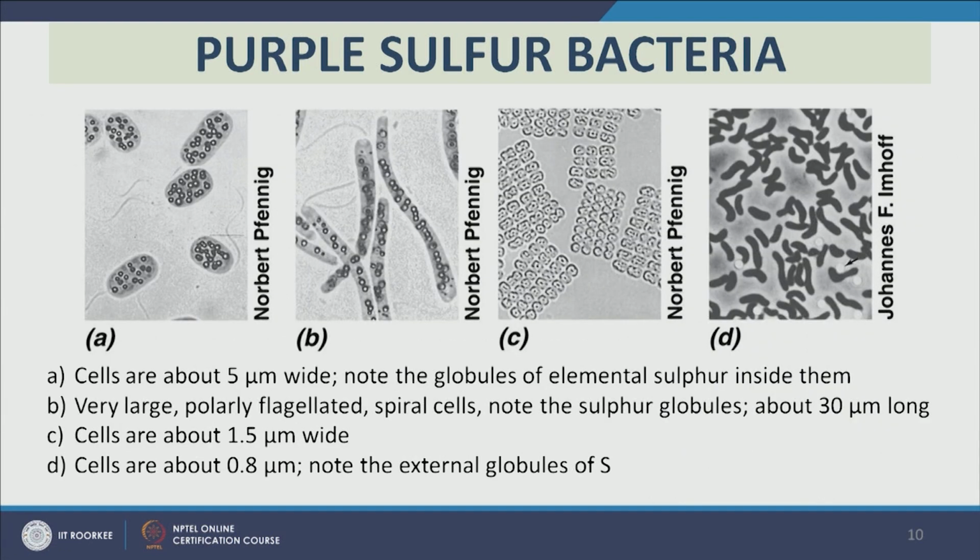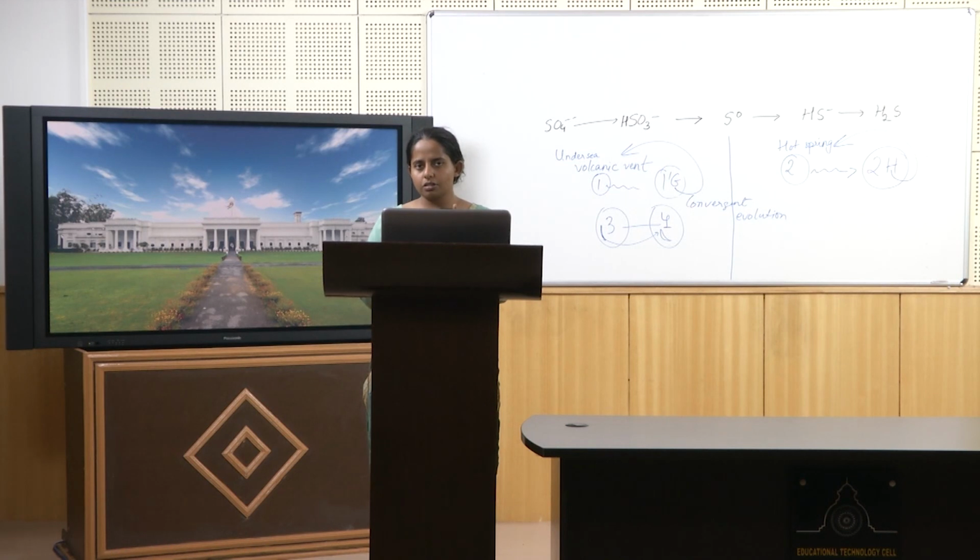So, let us look at these pictures for purple sulfur bacteria. Unfortunately, these are not colored, but you can imagine all of them in a purple tone instead of black and white. Cells in the first picture are typically 5 micrometer wide, and note that these little dark circles inside is where sulfur is stored. Now, simple question, why would a phototrophic bacteria like to store sulfur? Think about it. Maybe pause this video here and think about why purple sulfur bacteria, or any bacteria, would store sulfur.